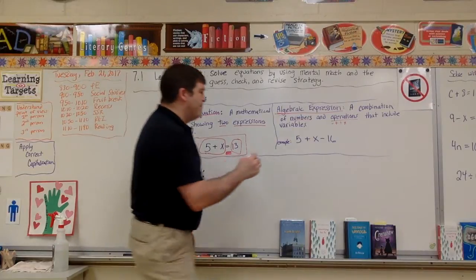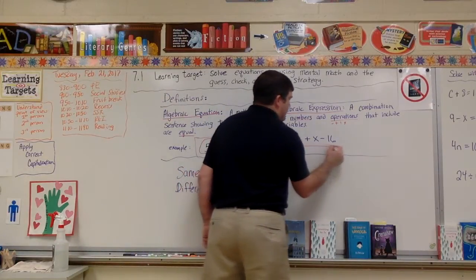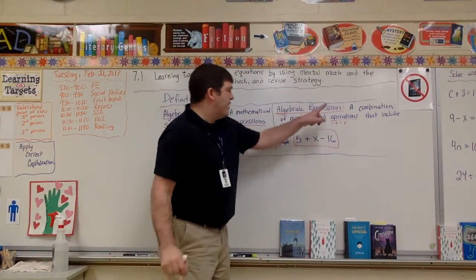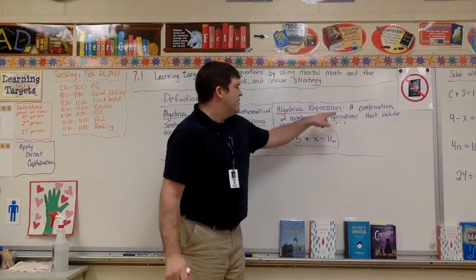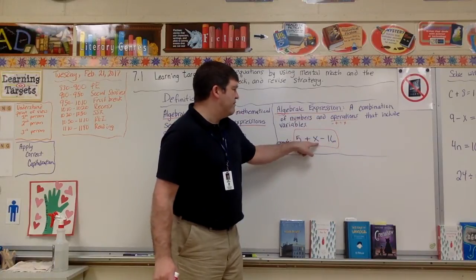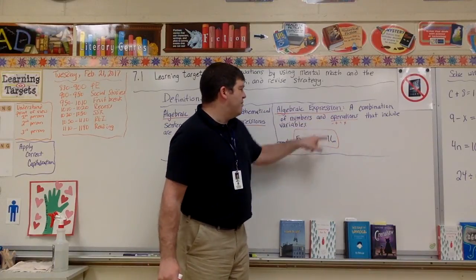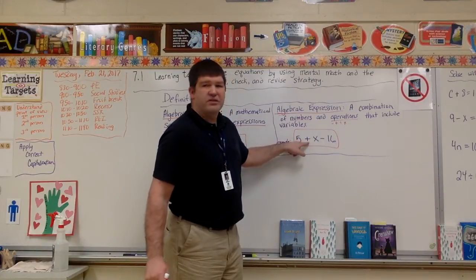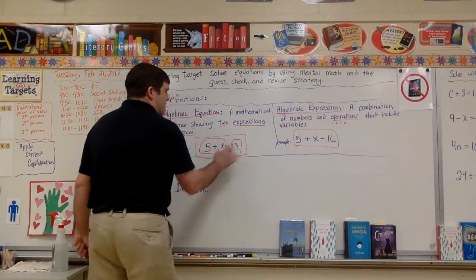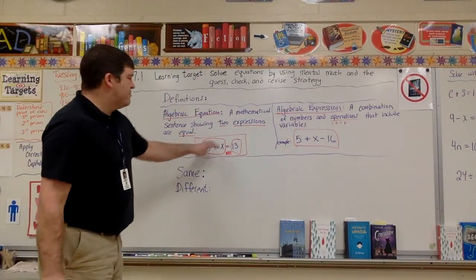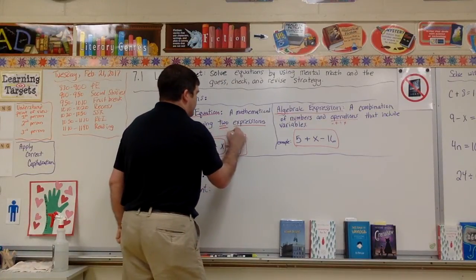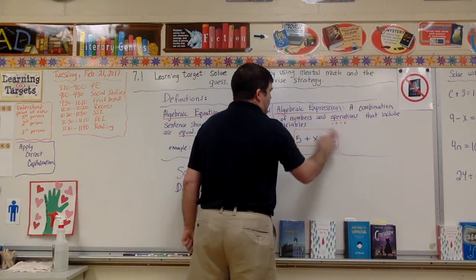So an example of this is 5 plus x minus 16. I have a combination of numbers and variables. So here's a number, here's a number, here's a variable. And there are some operations, a minus and an addition. Okay, so that's my expression. So for the equation, this has two expressions, this and this. Two of them, 1, 2. This just has one expression.